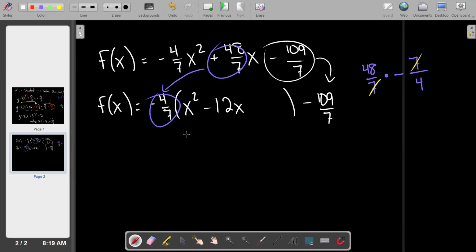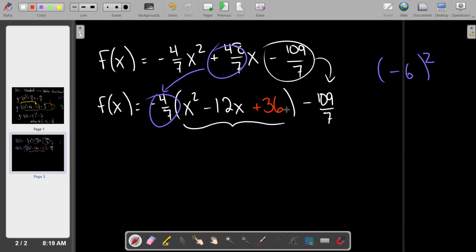And now we complete the square. So what's half of -12? -6. Square it. What do you get? 36. And again, I need to know 36. Who are you? Reveal yourself. So let's do some basic math. We're going to do -4/7 times 36. You see anything we could do?